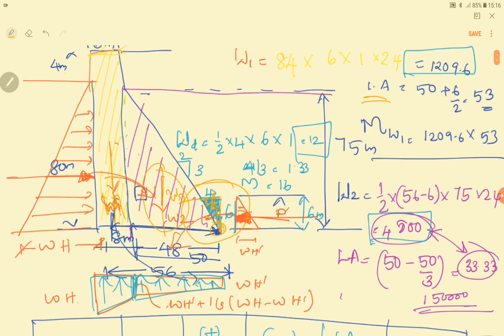Okay, then the other vertical force that acts here is this one, that is the uplift pressure. To find out the uplift pressure, you have the equations, or otherwise you can just find it as W into H at the upstream side, W into H dash at the downstream side. Here there was tail water up to 6 meter, that is why the value is W into H dash.